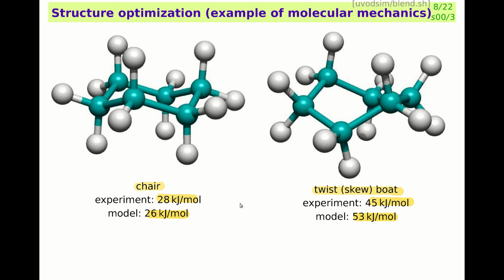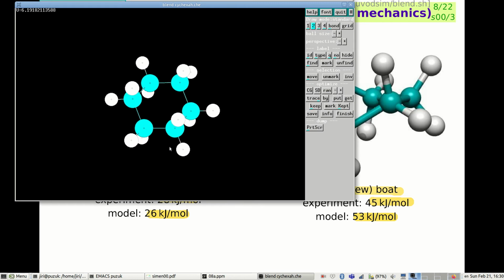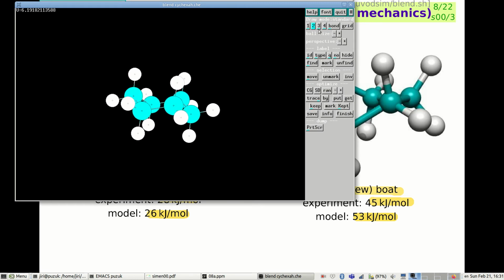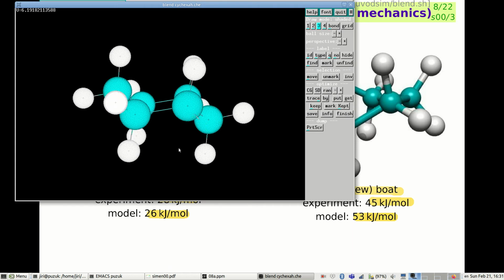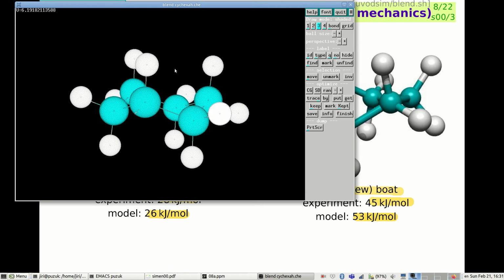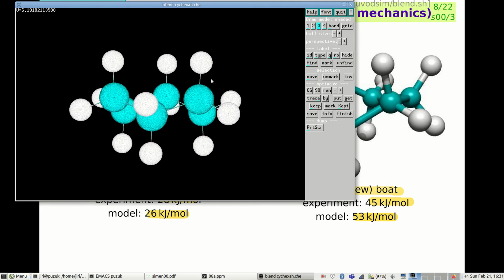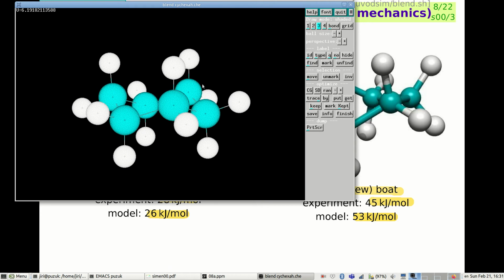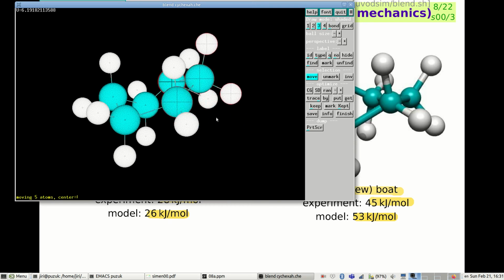So I will show you now a very simple code doing molecular mechanics. You've already seen it. Here's the energy. It is in kilocalories per mole, so the unit is different. And you can see here that this is the chair conformation. And I will now try to change this conformation. So I'll mark the whole group here and we'll move it in such a way.